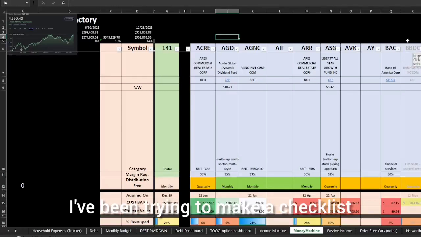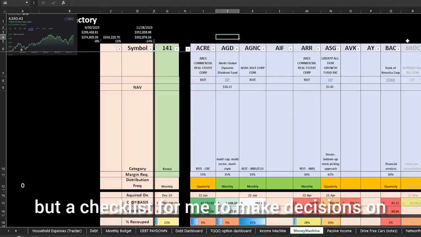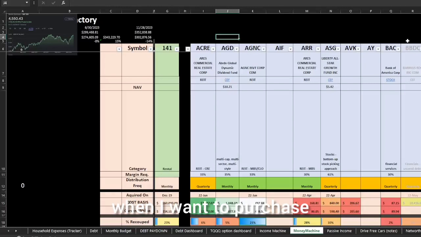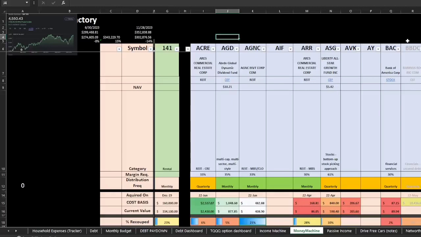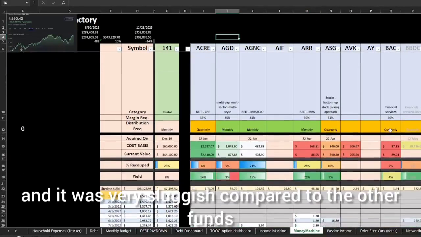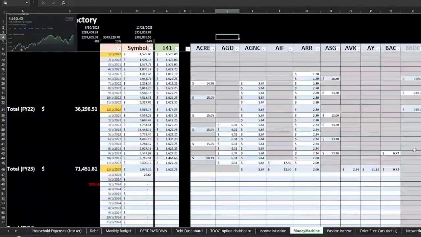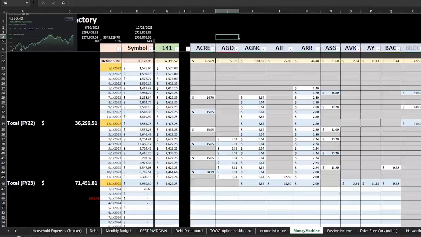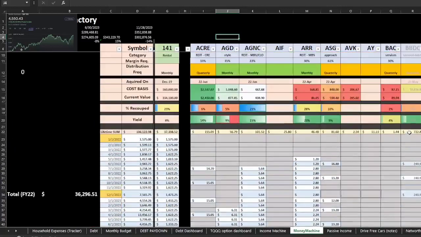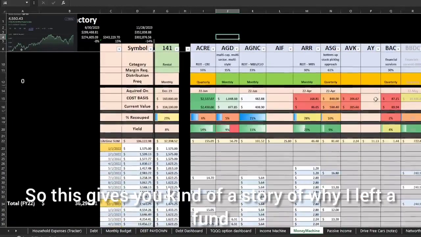I've been trying to make a checklist, and I haven't done this yet, but a checklist for me to make decisions on when I want to purchase a stock or when to sell it. In this case, BBDC was reasonably stable. I was losing a little bit of value from when I sold it, but it was constantly paying out. But its dividend rate was only 7%, and it was very sluggish compared to the other funds. So I think I exited that one for that reason. I exited that very early in my game to move to other funds that I thought were better producing. So this gives you a story of why I left a fund.